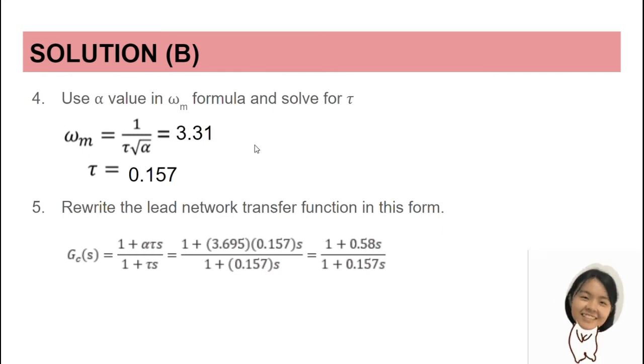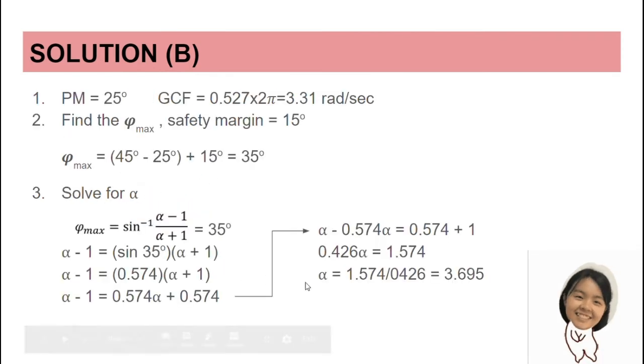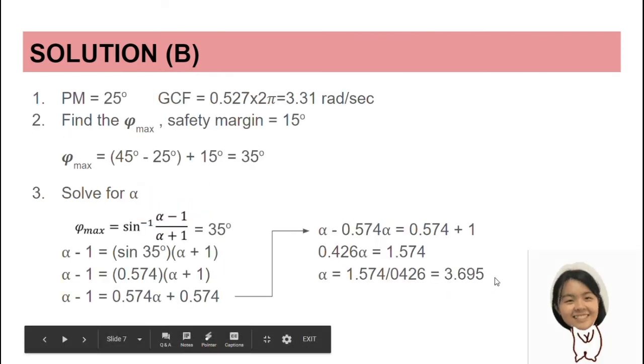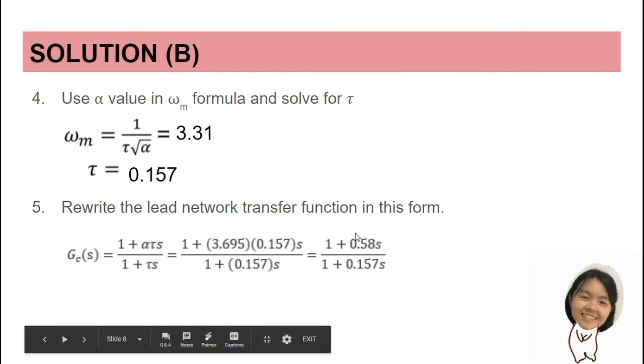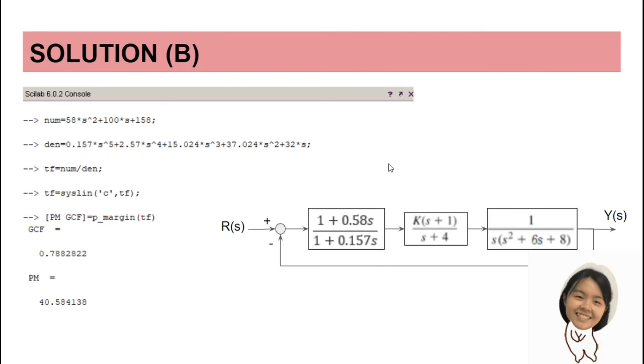Next, we find our omega with this formula. To solve for tau, we plug in the value of the gain crossover frequency and rearrange the equation to get tau of 0.157. Later we rewrite our equation with the tau of 0.157 and the alpha of 3.695, which is like this. The final system including the lead compensator is as per this.